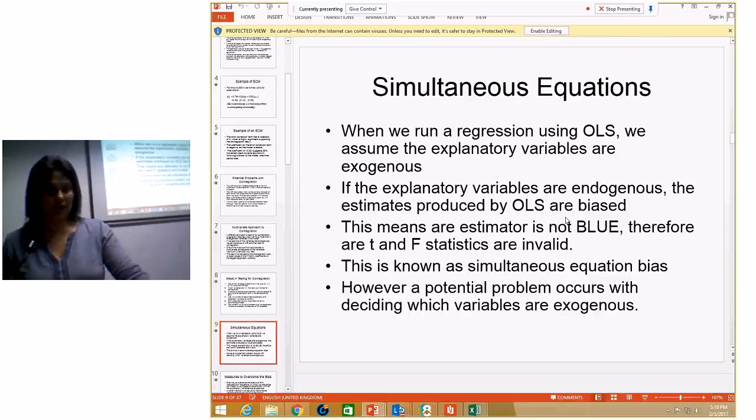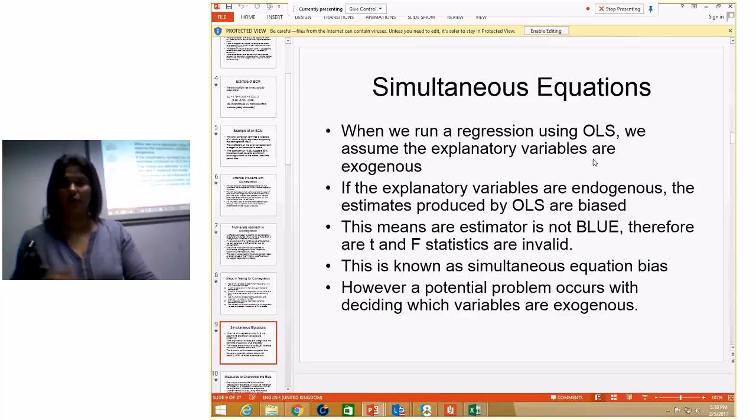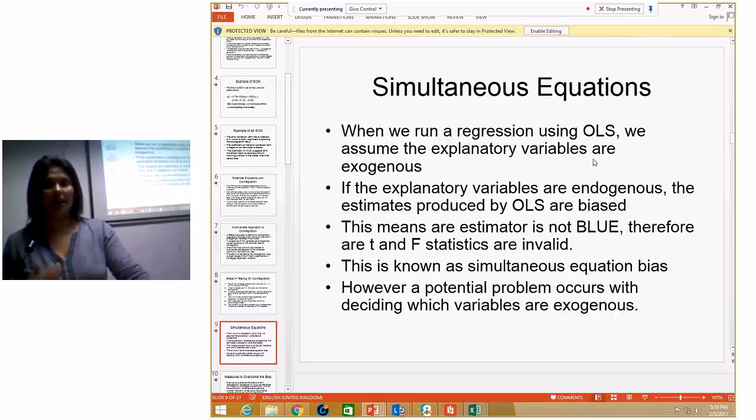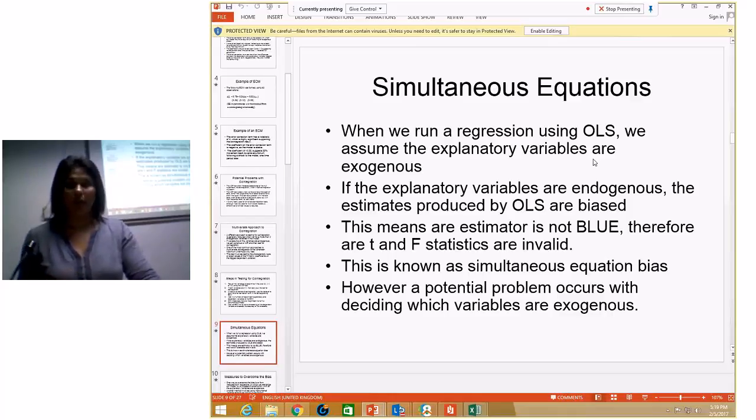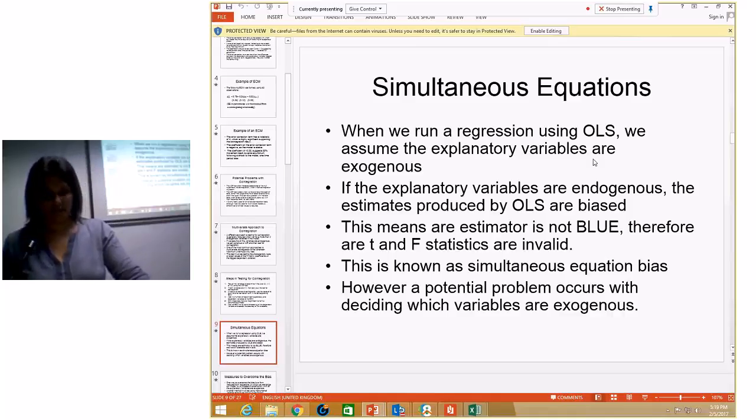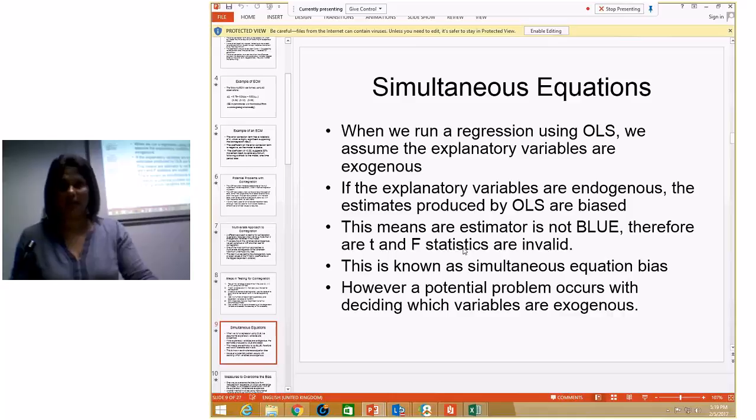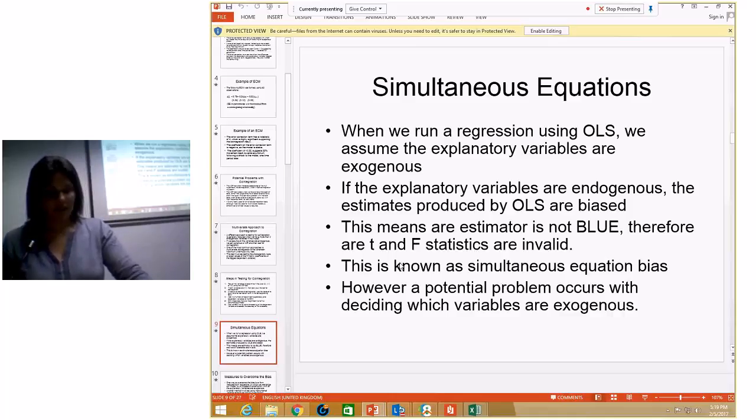Simultaneous equation. When we run the regression using OLS, we assume the explanatory variables are exogenous. If the explanatory variables are endogenous, the estimates produced by OLS are biased. This means the estimator is not BLUE, best linear unbiased estimator. Therefore, t and F statistics are not valid. This is known as simultaneous equation bias.